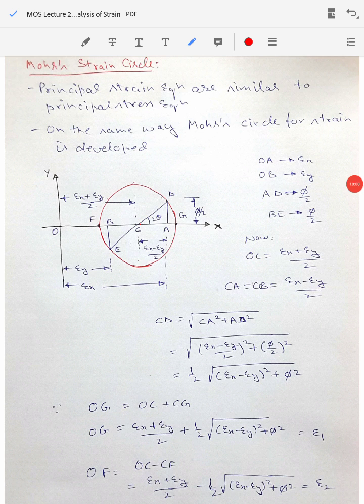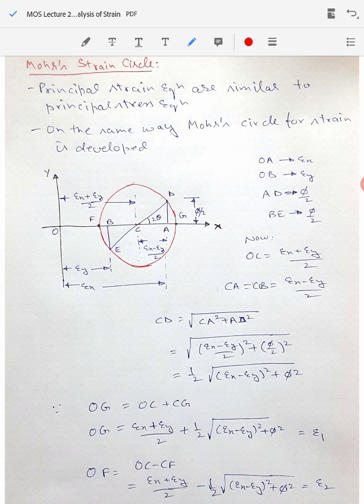principal stresses. So here you can see that the value of OC, because OA is epsilon x and OB is epsilon y, will be equal to (epsilon x plus epsilon y) by 2. So this is how we locate our center. And the distance CA will be equal to CB, and this will be simply (epsilon x minus epsilon y) by 2, because AB is epsilon x minus epsilon y.